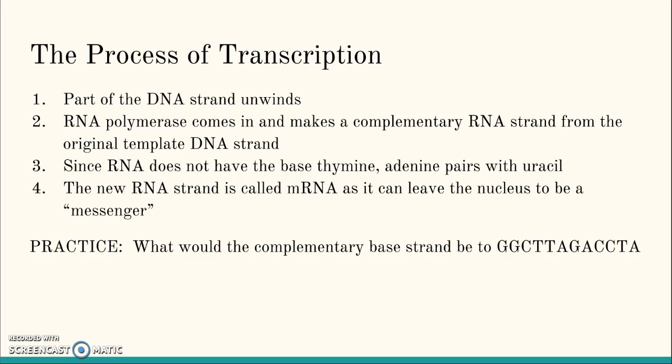So then, since RNA does not have the base thymine, now adenine is going to pair with uracil. So every time we have an A, usually in DNA, we're gonna have a T that pairs with it, and the DNA polymerase would say, okay, let's bring in a T. Well, RNA polymerase says, let's bring in a uracil or a U. So the new RNA strand is called an mRNA, as it can leave the nucleus to be a messenger. So we call this messenger RNA.